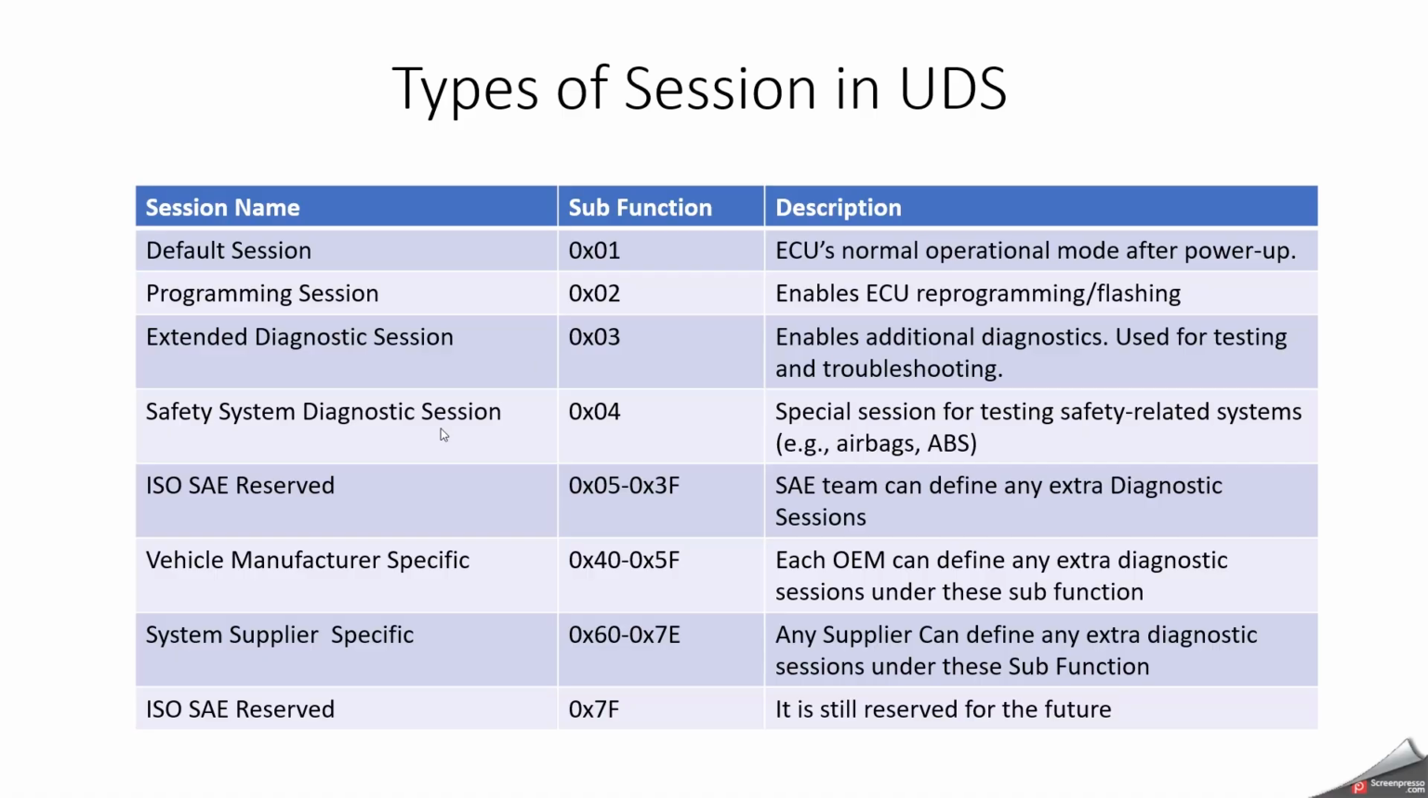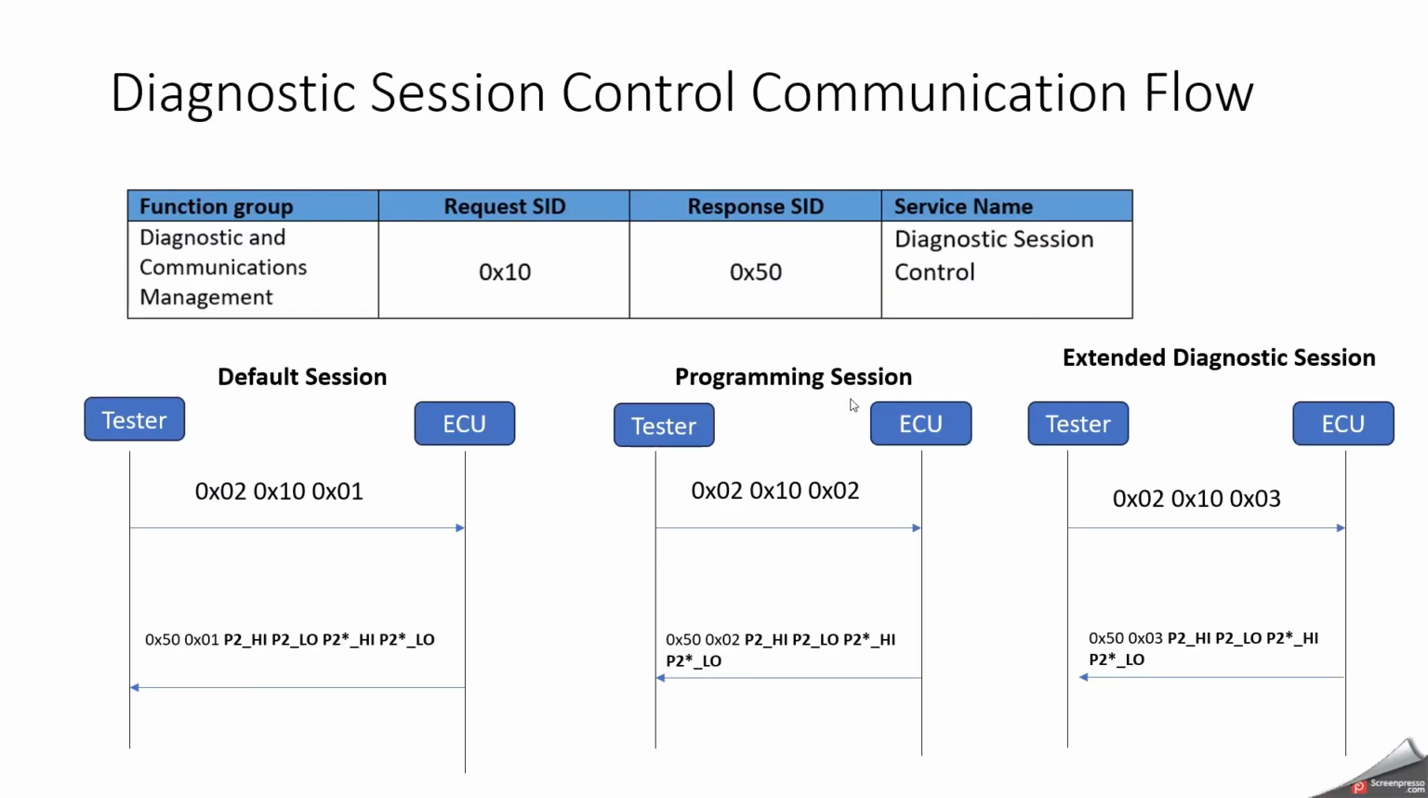Along with this, we have a safety system diagnostic session. It is a special session for testing safety related systems, for example airbag, ABS. Along with this, the vehicle manufacturer can enable their own session. For that, they have to use 0x40 to 0x5F. In the same way, the system supplier can also define any extra diagnostic session. For that case, they have to use 0x60 to 0x7E subfunction.